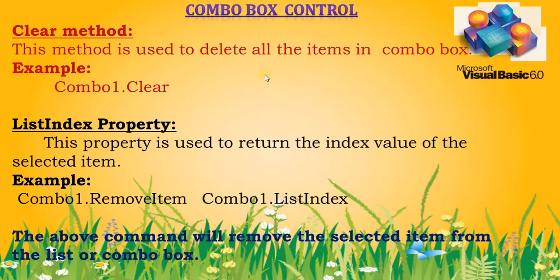And then we have the last method, that is the clear method, which is used to delete all the items in the combo box. Remember, remove item removes only one item, whereas clear deletes all the items. And while removing elements one by one, you have to use the list index property. We also discussed this concept with list box. This list index property is used to return the index value of the selected item. So let's see all this concept in Visual Basic.